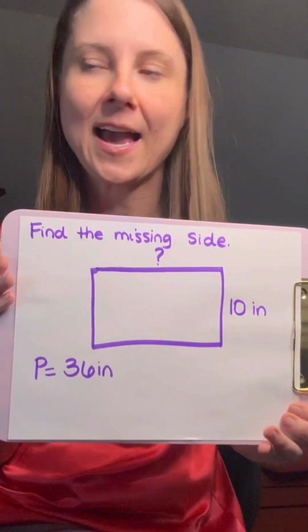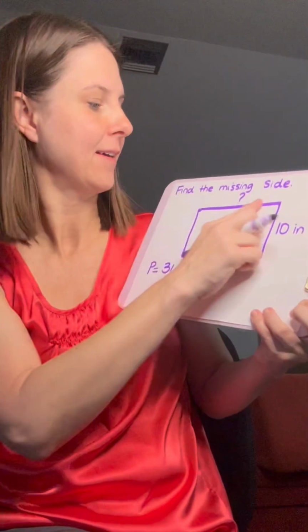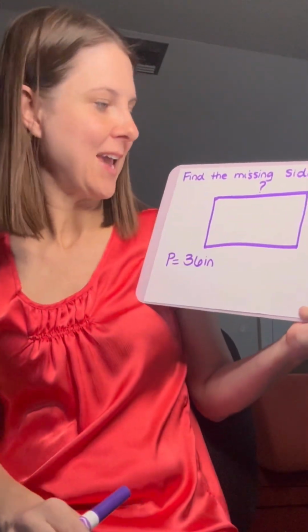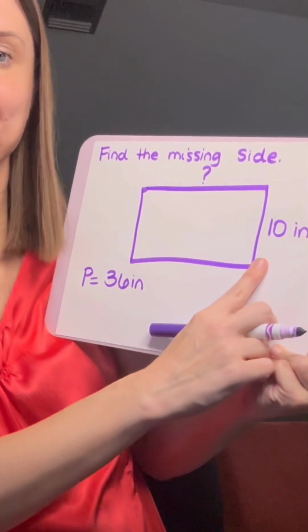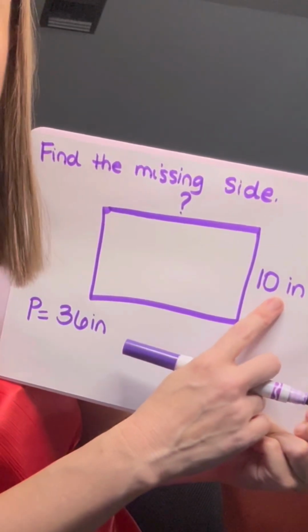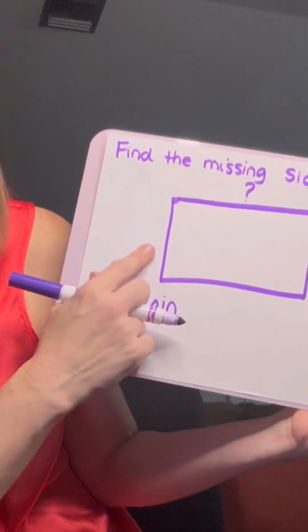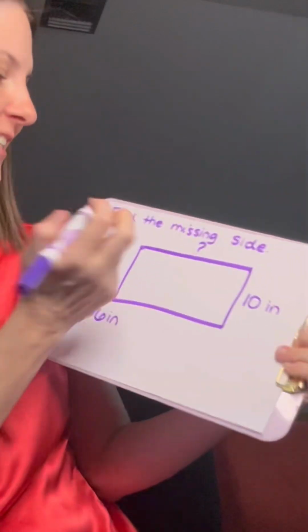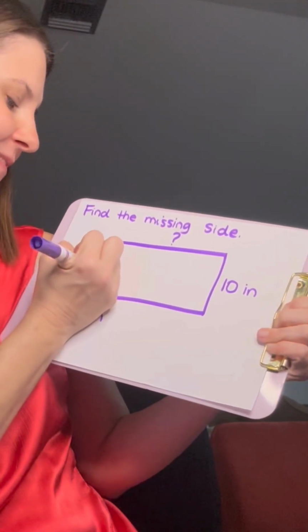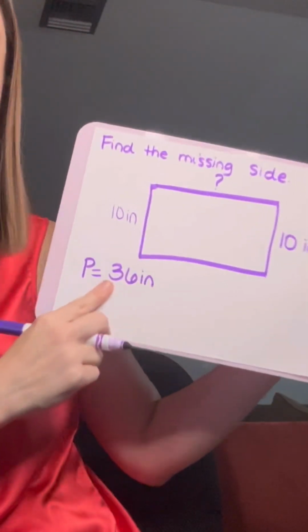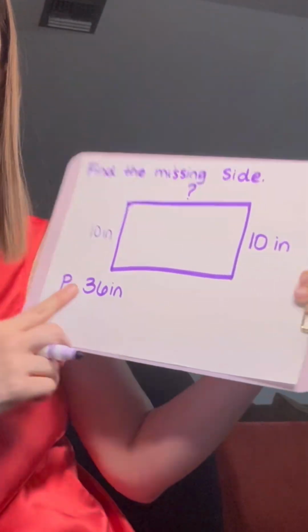Find the missing side, find the missing length, okay? And they gave us the width. The width is 10 inches. So what about this side? 10 inches, good. Okay, and the perimeter is 36. Okay, so that's the overall.